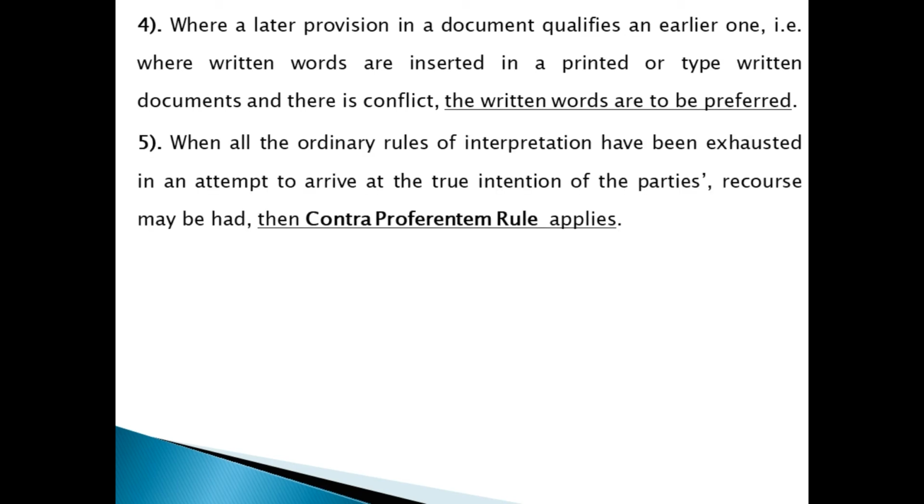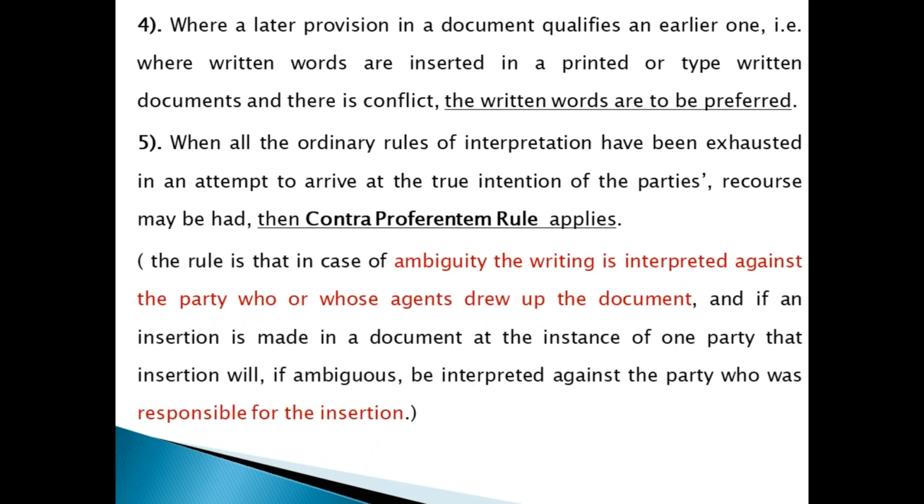But when all the ordinary rules of interpretation we have been talking about have been exhausted, in an attempt to arrive at the true intention of the parties, the court now uses the rule. The rule is that, if ambiguous, it be read against the party who was responsible for the insertion.